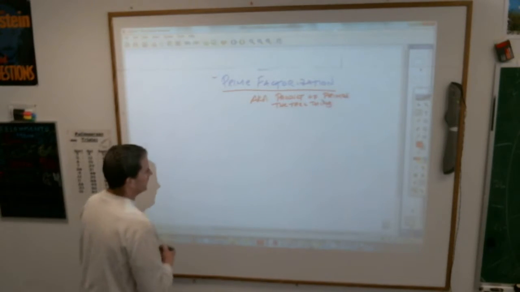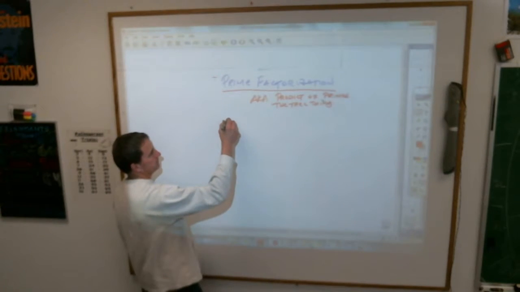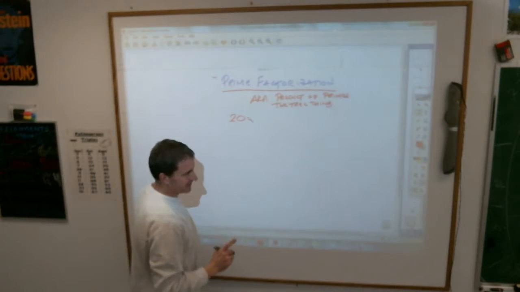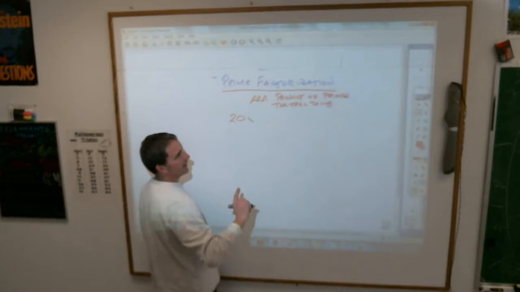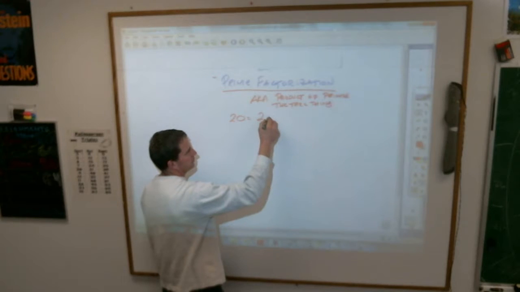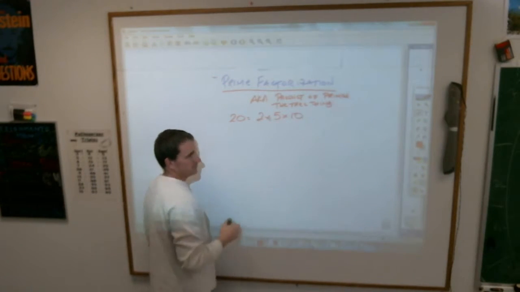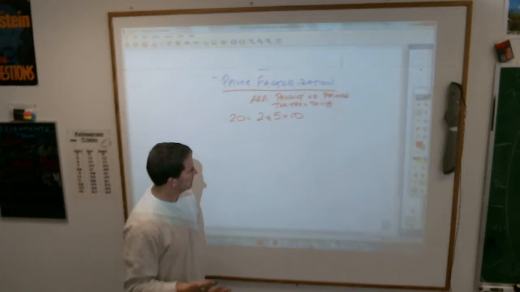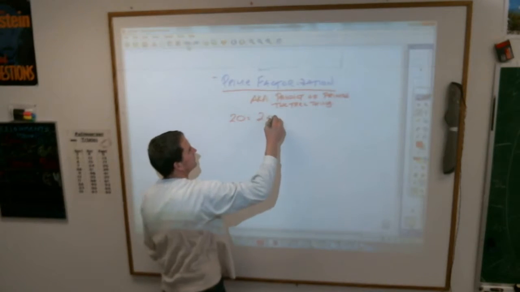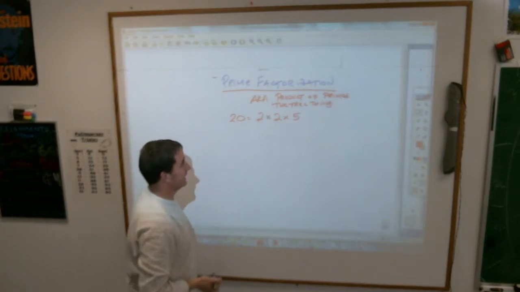What you are doing with prime factorization is taking a number and breaking it down so that it is the result of prime numbers multiplied together. So 20 would be 2 times 2 times 5. If I multiply these three numbers together, I get 20.